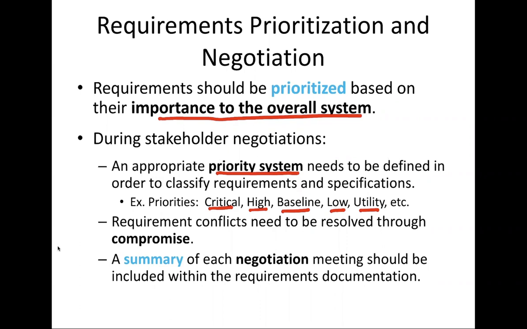So always, requirement conflicts, when they appear between different sets of requirements, should be resolved. And this is actually a matter of negotiation or compromise. So at the end, after the stakeholders have met and negotiated and compromised on the priority of each requirement, a summarization of each negotiation meeting should be included in the requirement recommendation documentation. So in addition to the SRS, the software requirements specification document which we will end up obtaining at the specification phase, we will also have the negotiation documents.